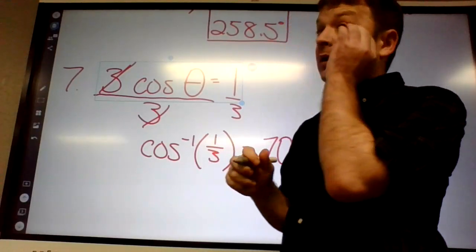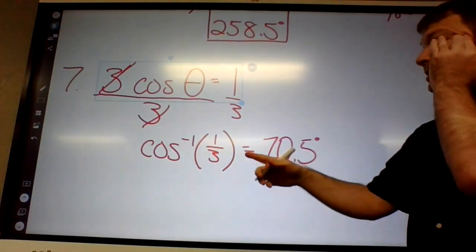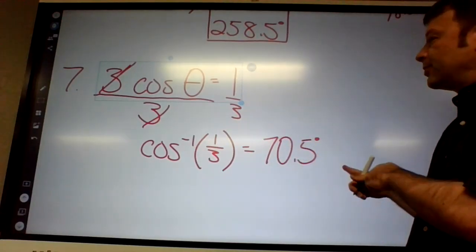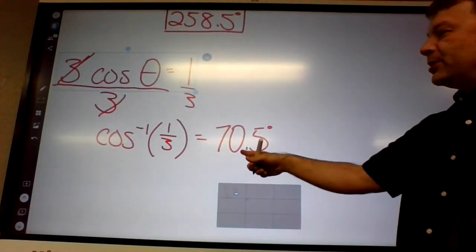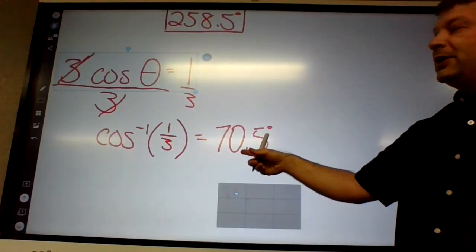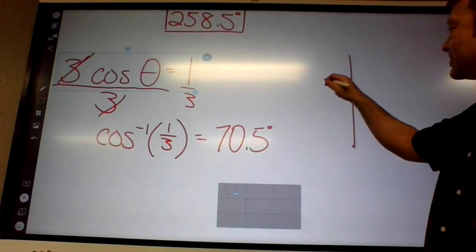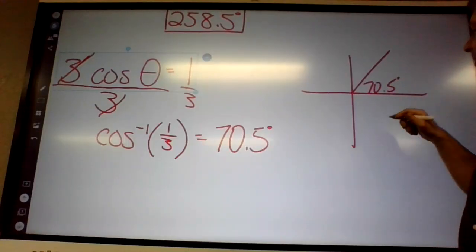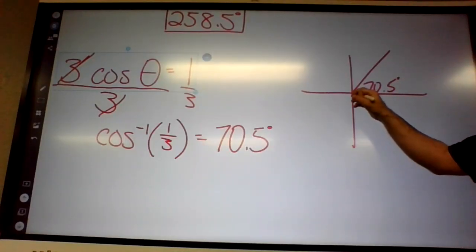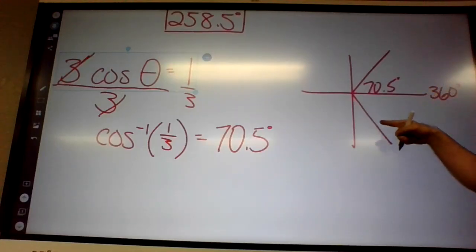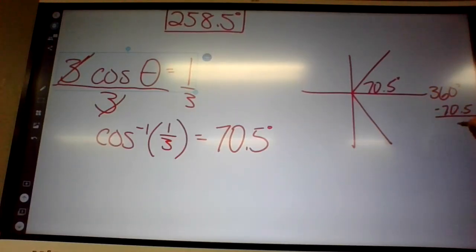Okay. What quadrants is cosine equals something positive? First and fourth. This is our first quadrant angle, so that's one of our answers. And it's a reference angle, because that's how far it is from the x-axis. So 70.5 is one of our answers, and our other answer is going to be 360 minus 70.5, which is 289.5.